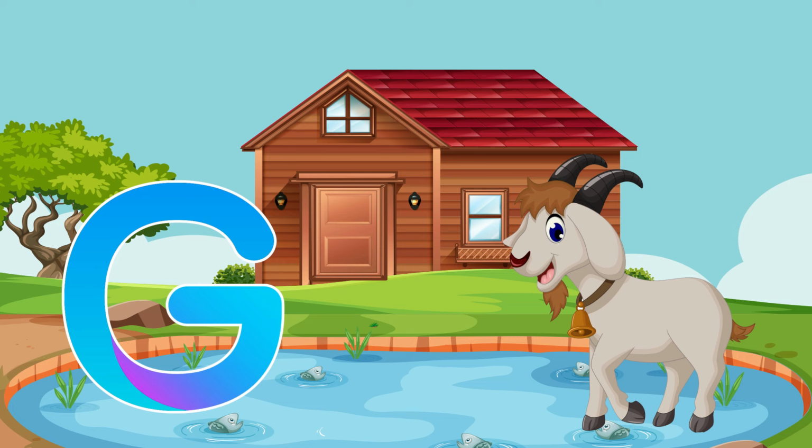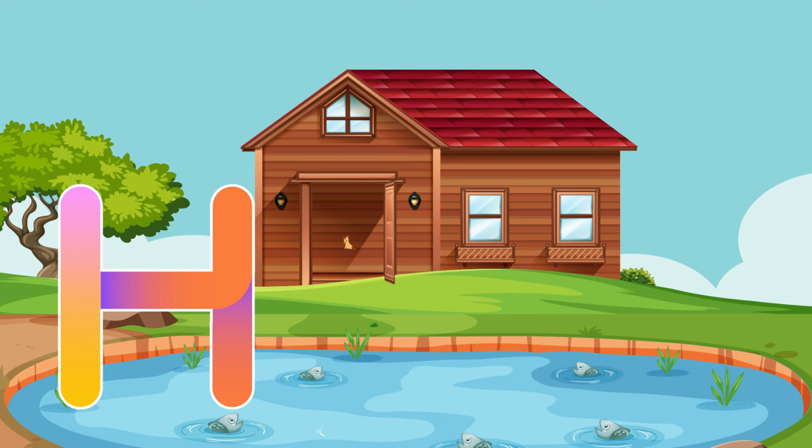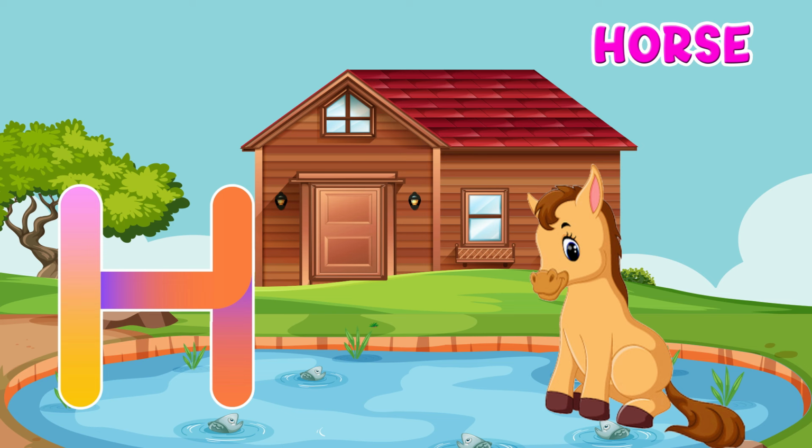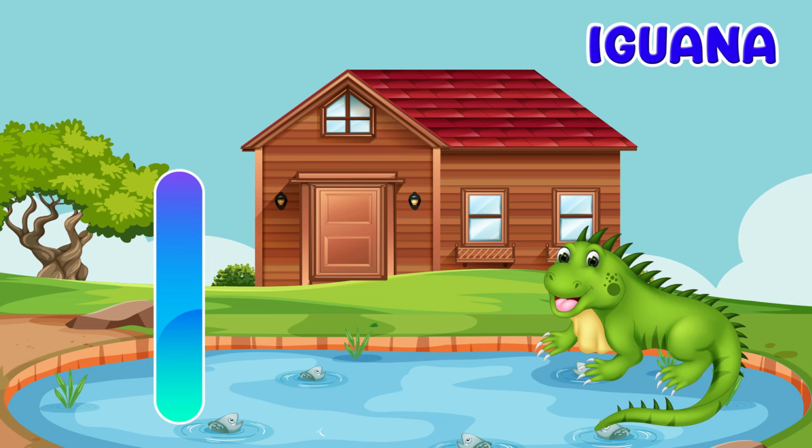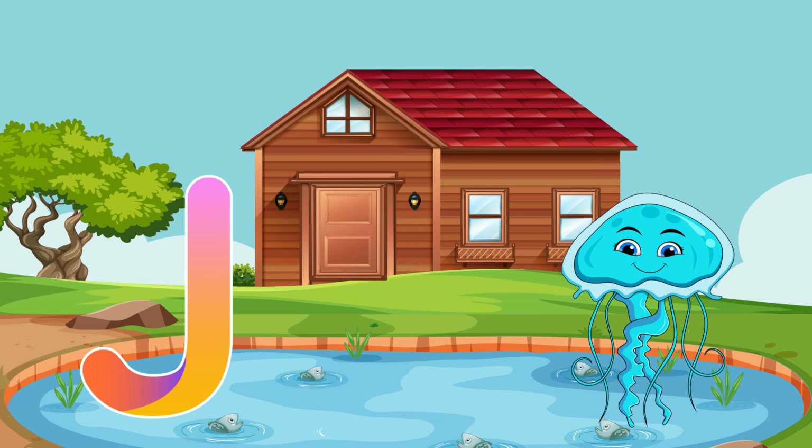G is for goat, g, g, goat. G, goat. H is for horse, h, h, horse. I is for iguana, e, e, iguana. I, iguana. J is for jellyfish, j, j, jellyfish.